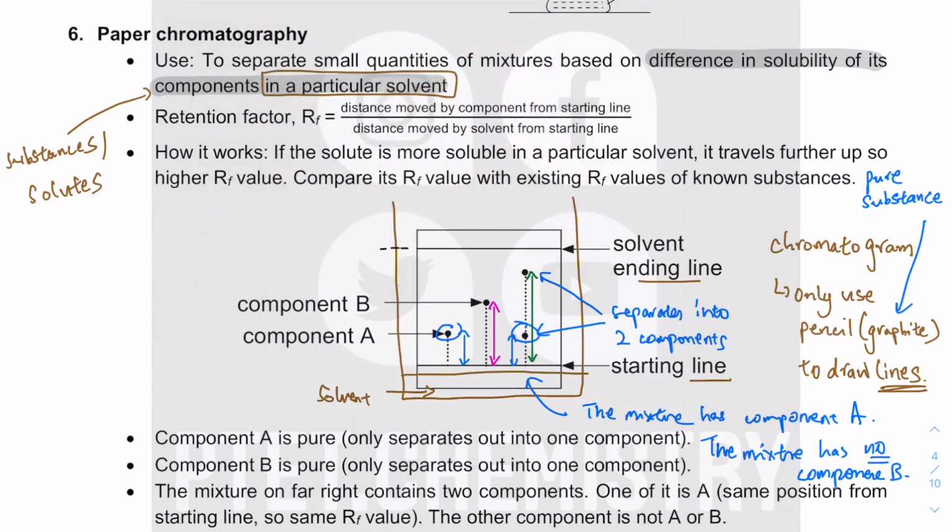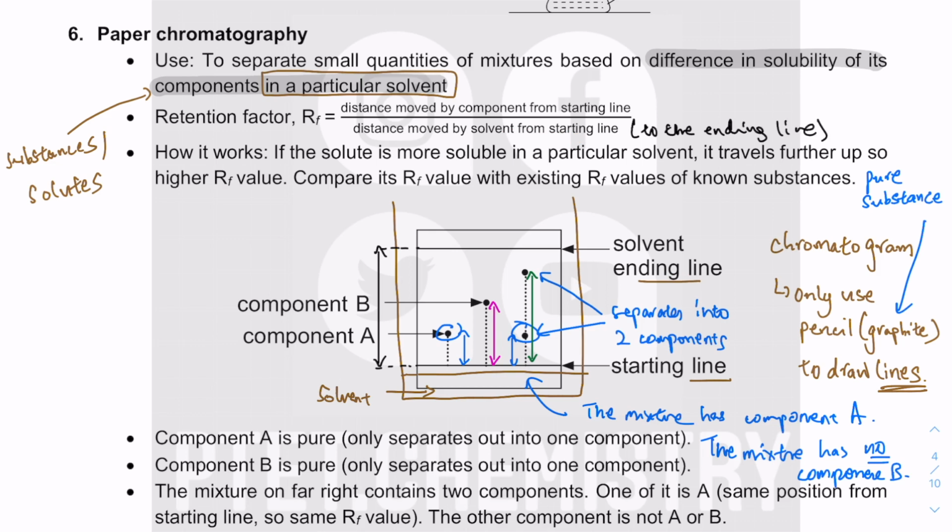The distance moved by the solvent from the starting line is basically this thing here. So from the starting point, not where the solvent dips in, so not this brown line, but this black line where you have the starting line. From the starting line to the solvent ending line, that is the denominator, the distance moved by the solvent from the starting line to the ending line.